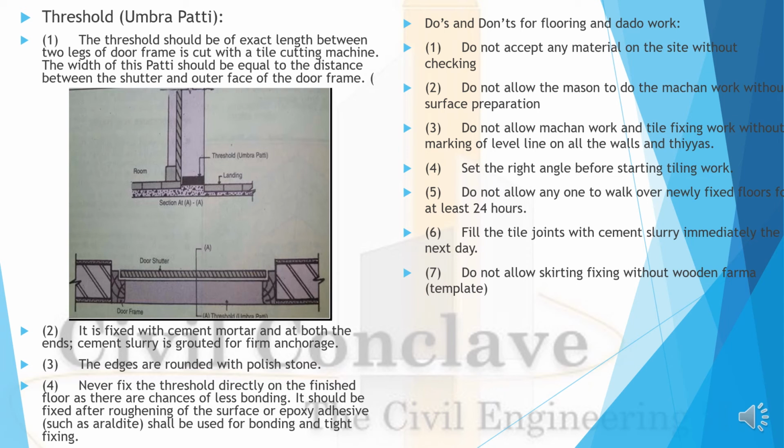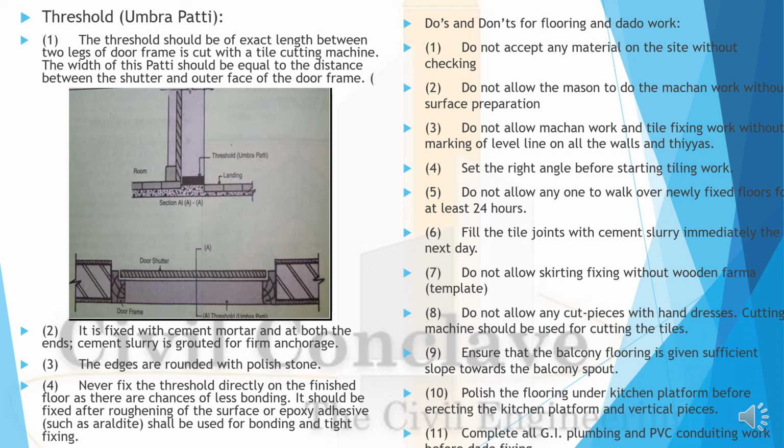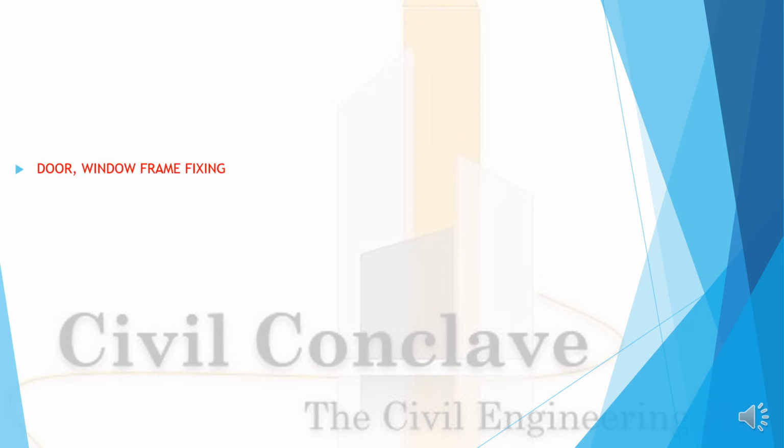Fill the tile joints. Do not allow tile fixing without a wooden template. Do not allow any cut pieces made with hand dressers. A cutting machine should be used for cutting the tiles. Ensure that the balcony flooring is given a sufficient slope towards the balcony spout. Polish the flooring under the kitchen platform before erecting the kitchen platform on vertical pieces. Complete all GI piping and PVC conduiting work before tiling starts.